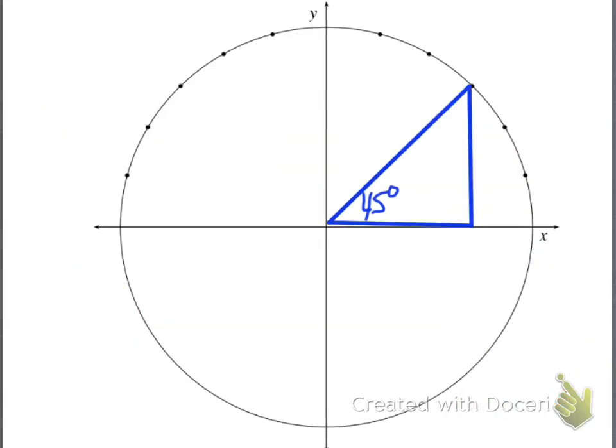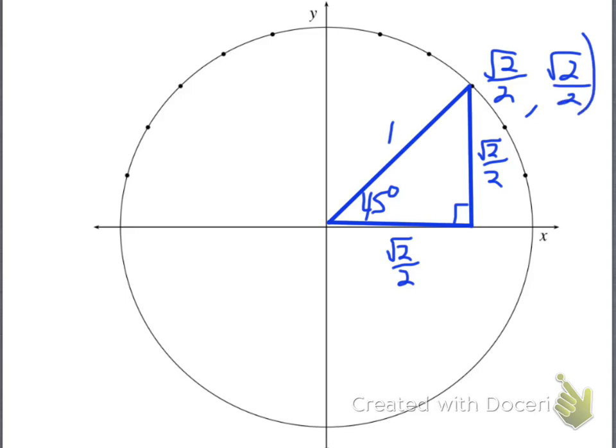If we take a look now at this blue triangle, which is a 45-degree angle, again, it's a right triangle. And again, the hypotenuse is 1 for the unit circle. Going through Pythagorean theorem, I get the square root of 2 over 2 for both these sides. It's an isosceles right triangle. Therefore, this coordinate is square root of 2 over 2, square root of 2 over 2.